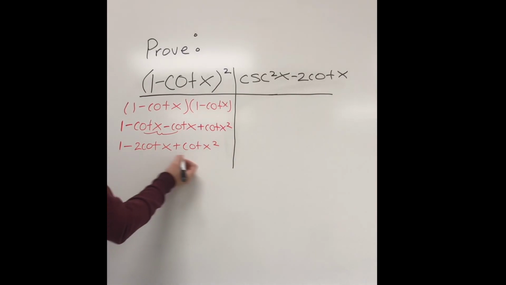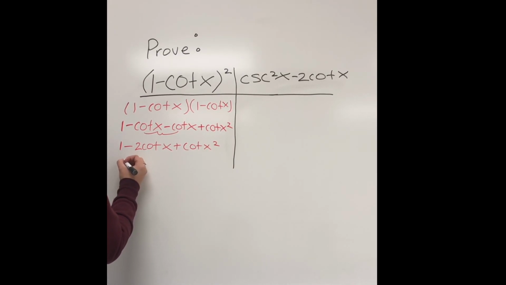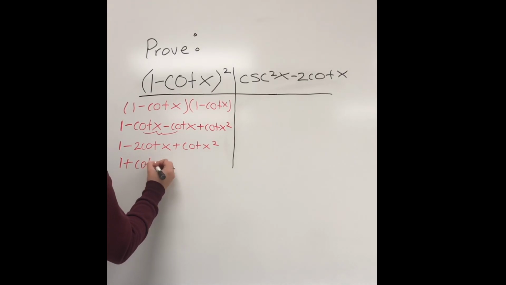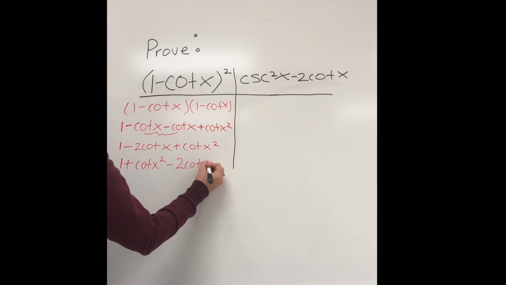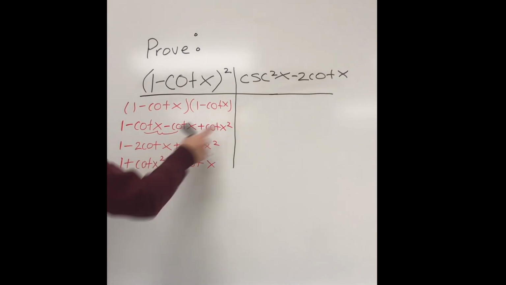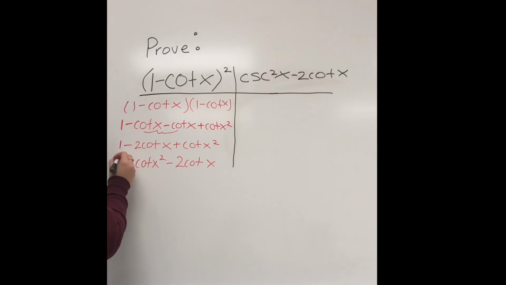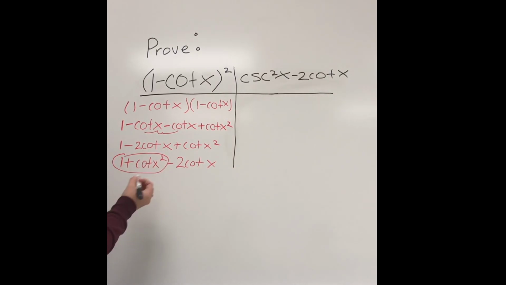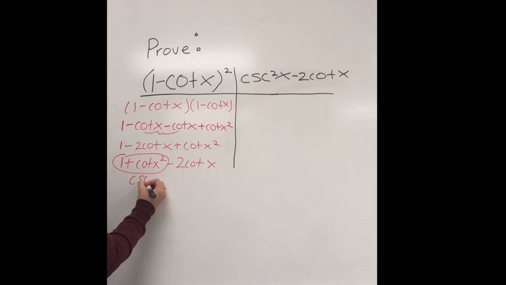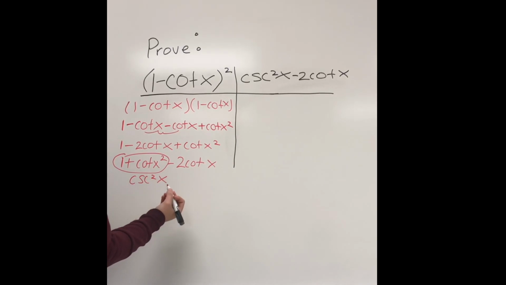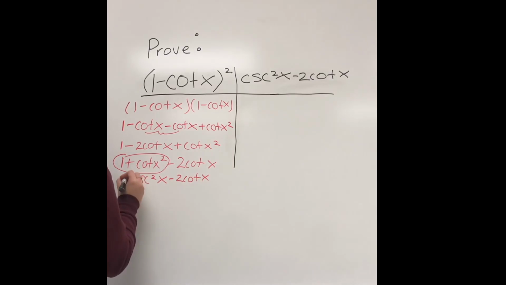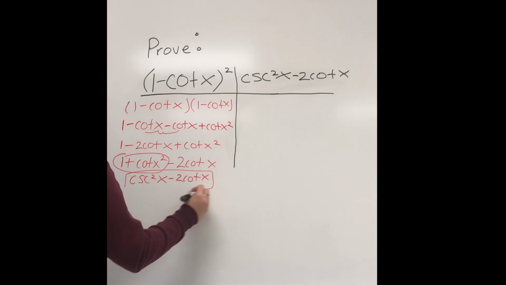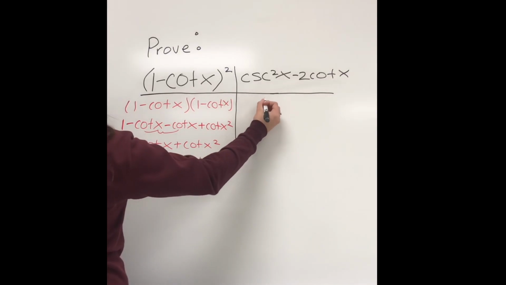Then we're just going to rewrite this so we can see one of the 8 trig functions. 1 plus cotangent x squared minus 2 cotangent x. And we're just going to leave this because it matches over there. This equals cosecant squared x minus 2 cotangent x. And as we can see, these two equal each other.